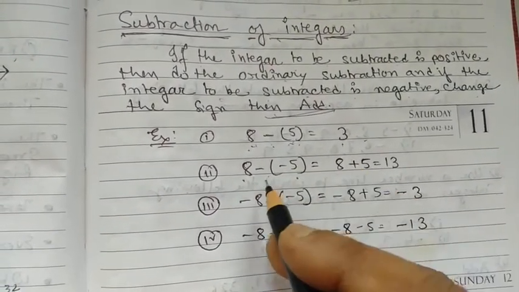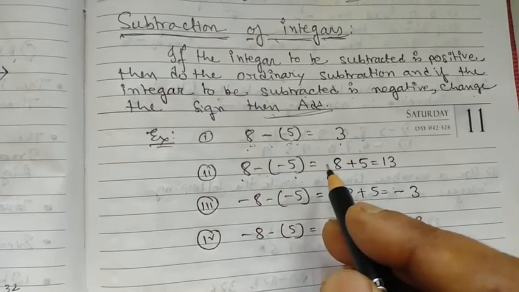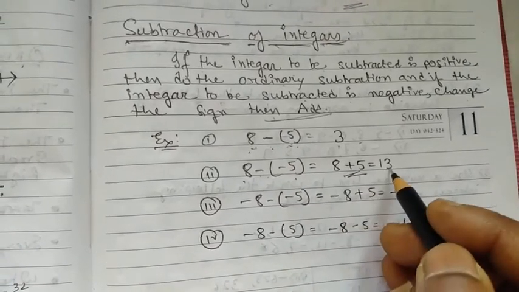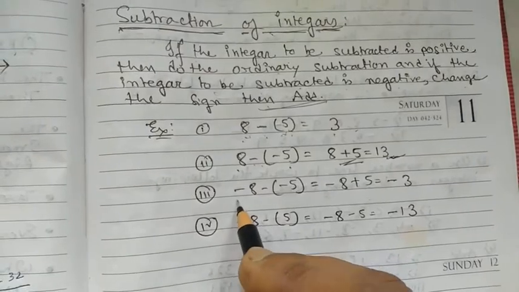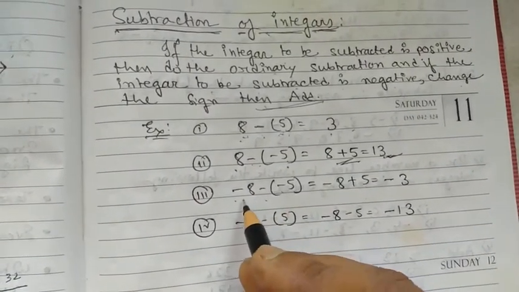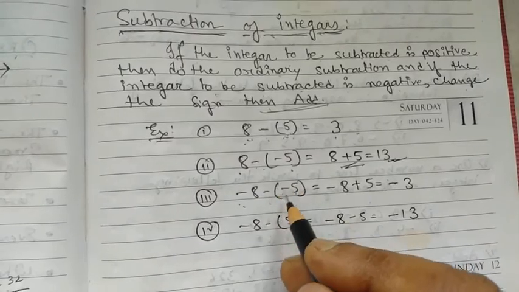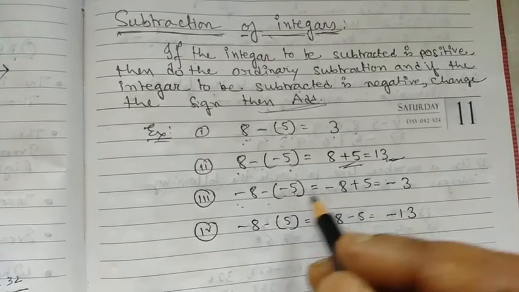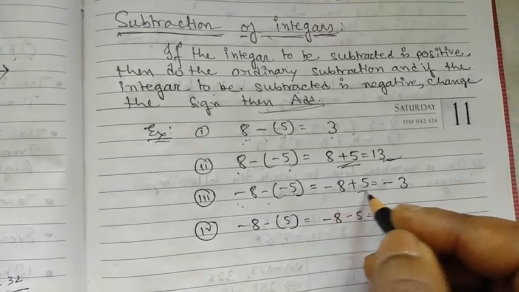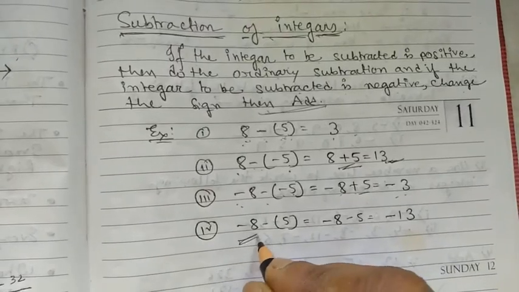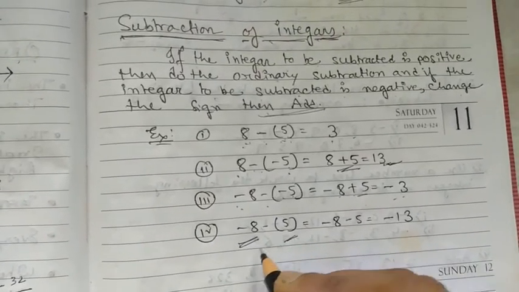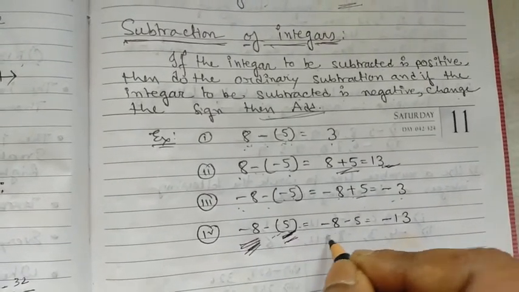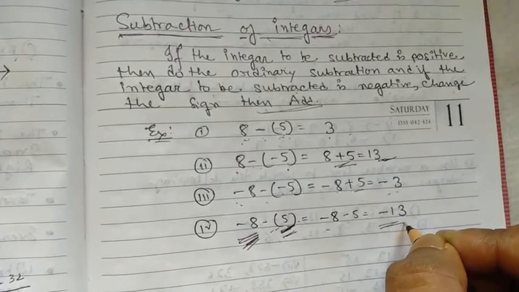So minus 8 minus of minus 5, then just change the sign of minus 5, that is plus 5, and both should be added. Minus 8 minus of minus 5, one is negative, we change the sign of that negative number, which gives minus 8 plus 5, then minus 3. When one is negative and one is positive, minus 8 minus 5, then minus 8 minus 5 equals minus 13.